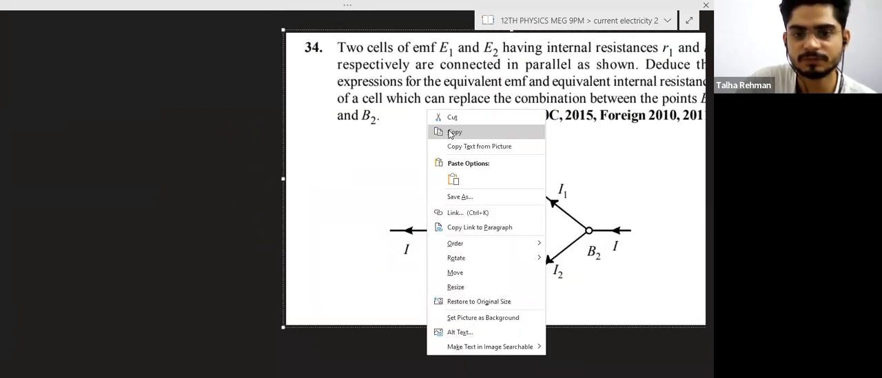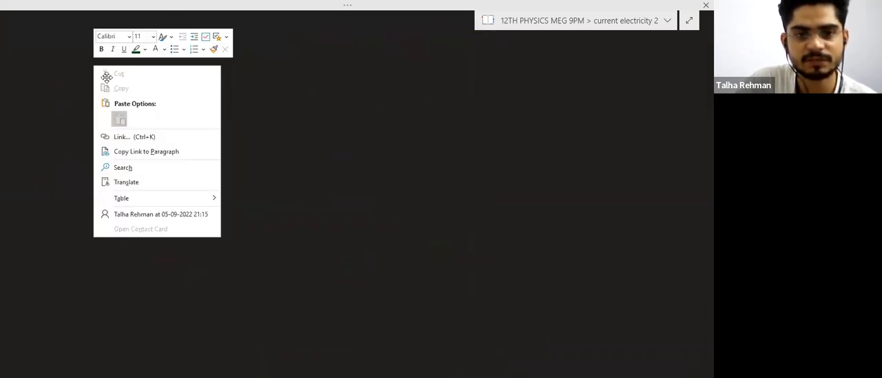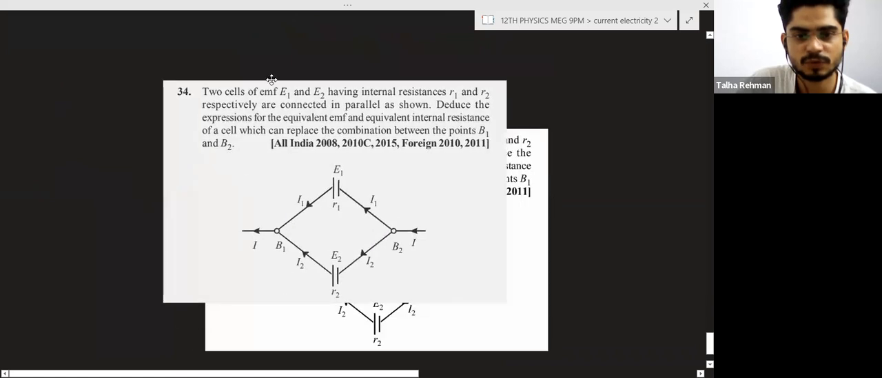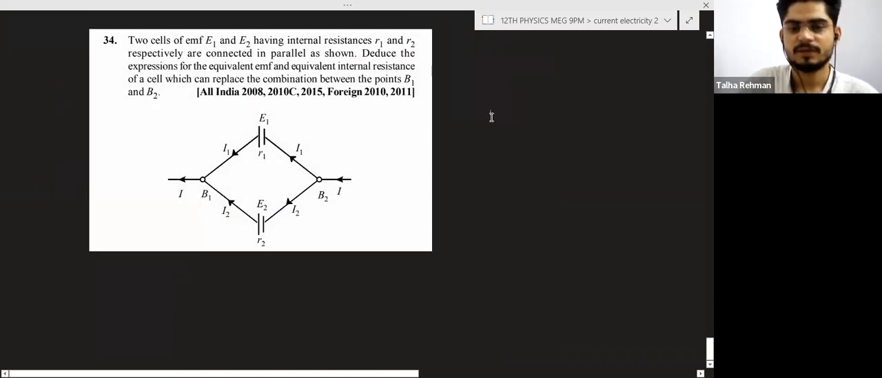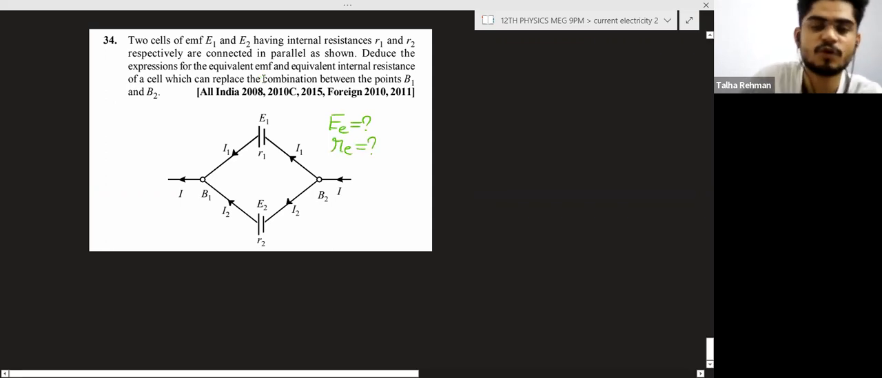Now I am taking this question. This question is based on calculation, where we will do more calculation. So just see on this question, they are saying two cells of EMF E1 and E2 having internal resistance R1 and R2 are connected in parallel. Deduce the expression for the equivalent EMF. Actually we have to find the equivalent EMF and the equivalent internal resistance for this type of combination.